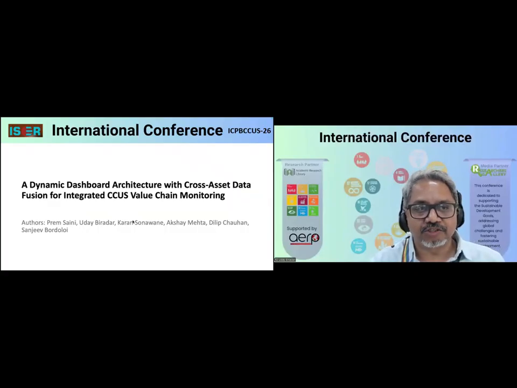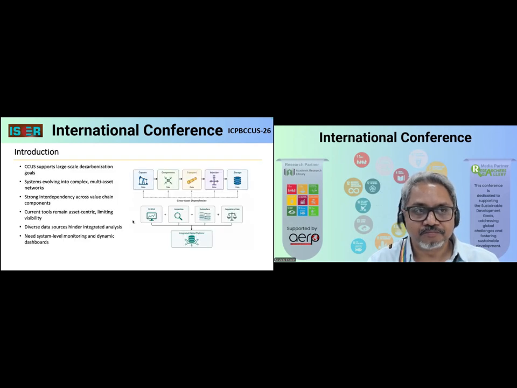So this one is again on CCUS, right? And overall, I think the dynamic dashboard architecture with cross asset data fusion for an integrated CCUS value chain monitoring. That is the title. My co-authors Karan and Akshay are also in the session, but there are others, Prem, Dilip, and Sanjeev, that have authored this together.